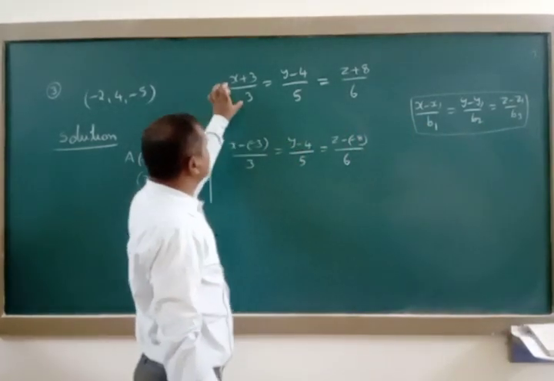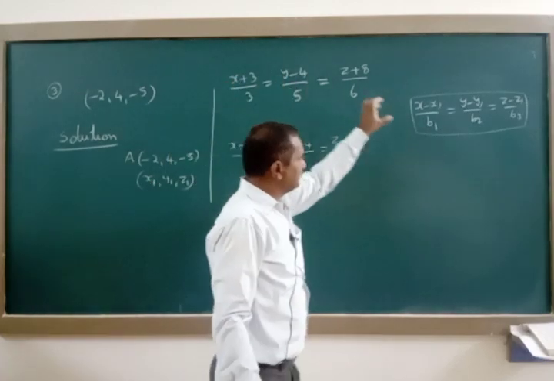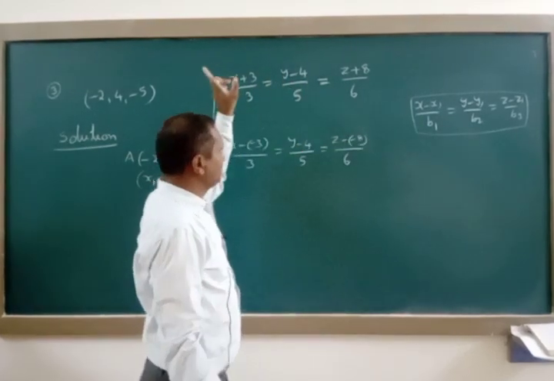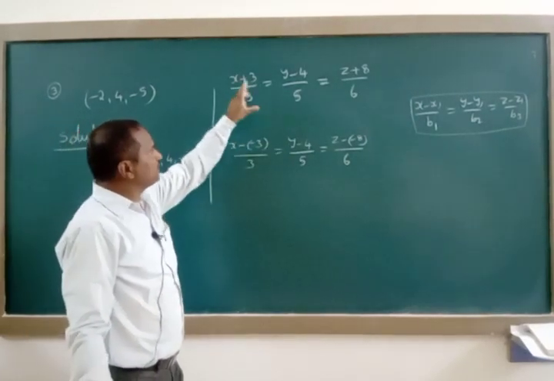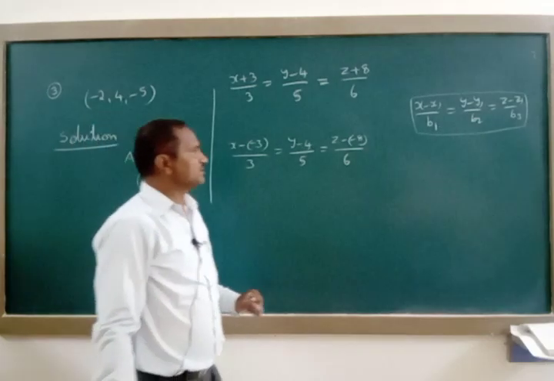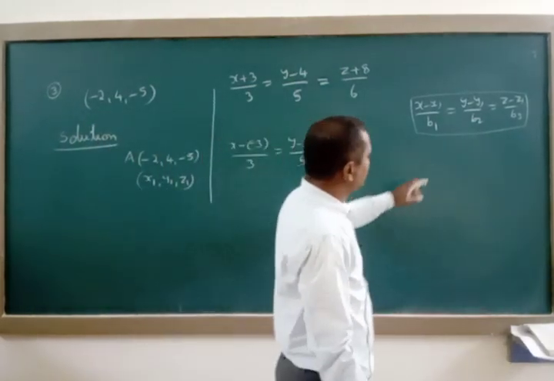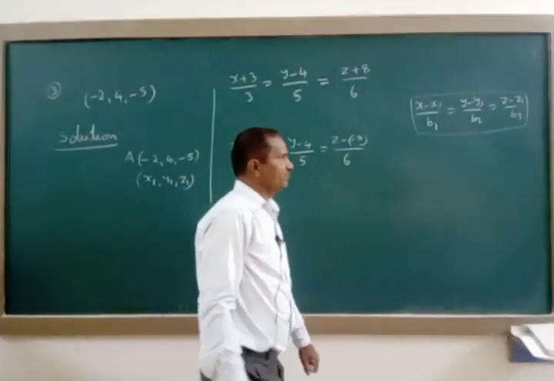First we have to check whether the given line is in this form or not. Whenever it is not in that form, try to convert it into that form, that is (x minus x1) by b1 is equal to (y minus y1) by b2 is equal to (z minus z1) by b3.